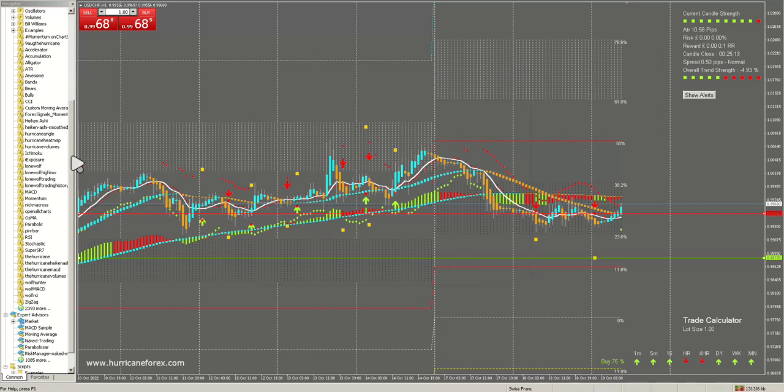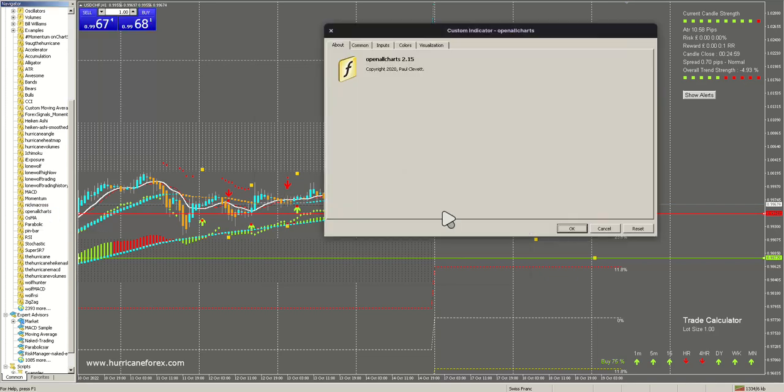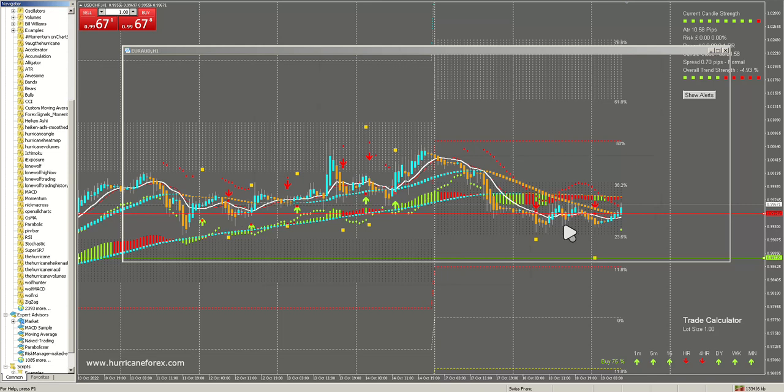The next thing you do is come onto the Heiken Forex website, link through to join our trading group, and you can get this indicator free. It's called Open All Charts. You click on it like this, hit OK, and it'll open all the currency charts automatically. So just wait here for a second.